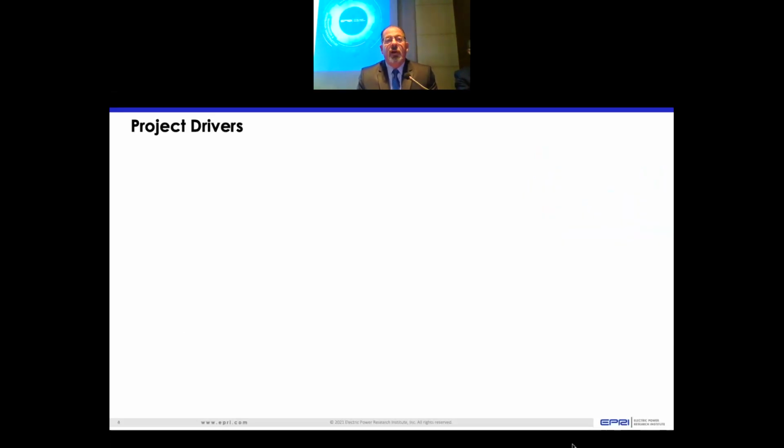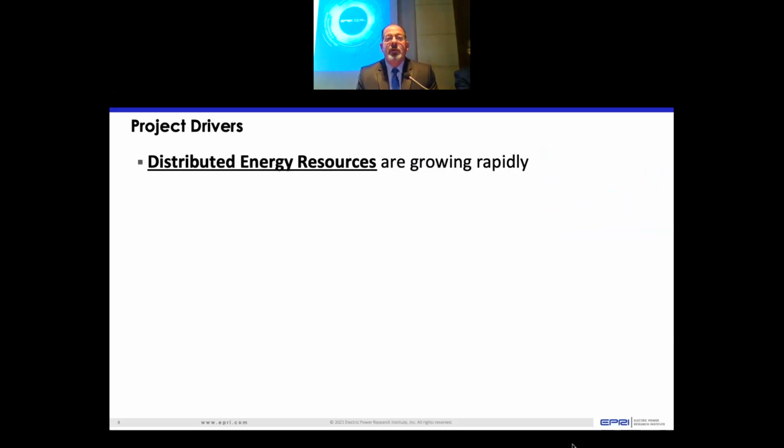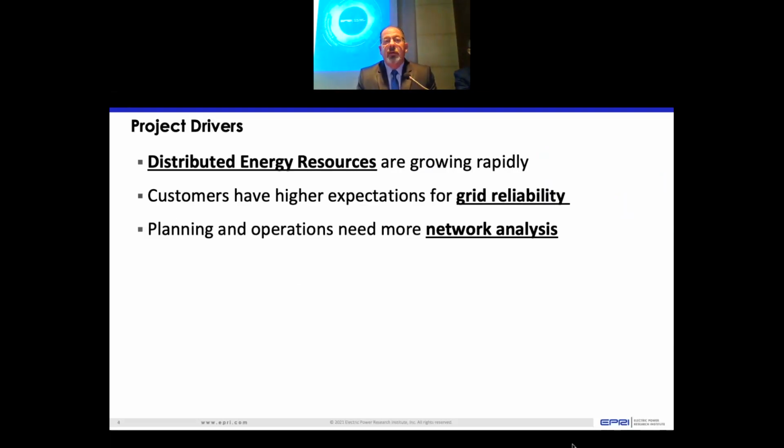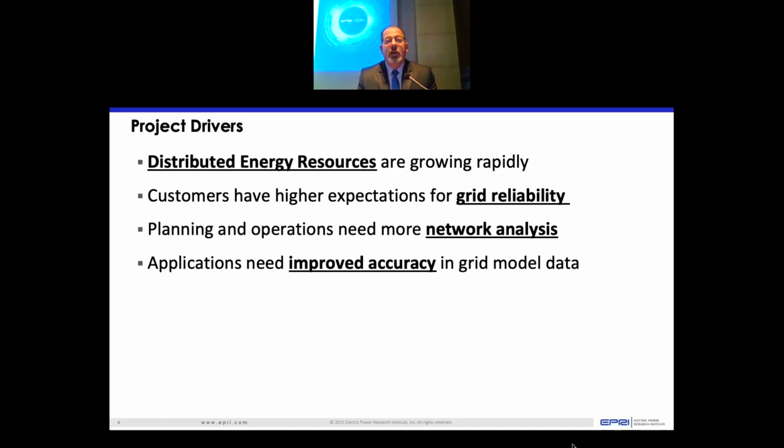Okay, the project drivers are the fact that distributed energy resources are growing very rapidly. Customers have very high expectations for grid reliability, and the network analysis on the distribution grid is becoming increasingly popular and needed due to the distributed energy resources and increased dynamic nature of the distribution system as well as the transmission system. So applications need improved accuracy in grid model data.